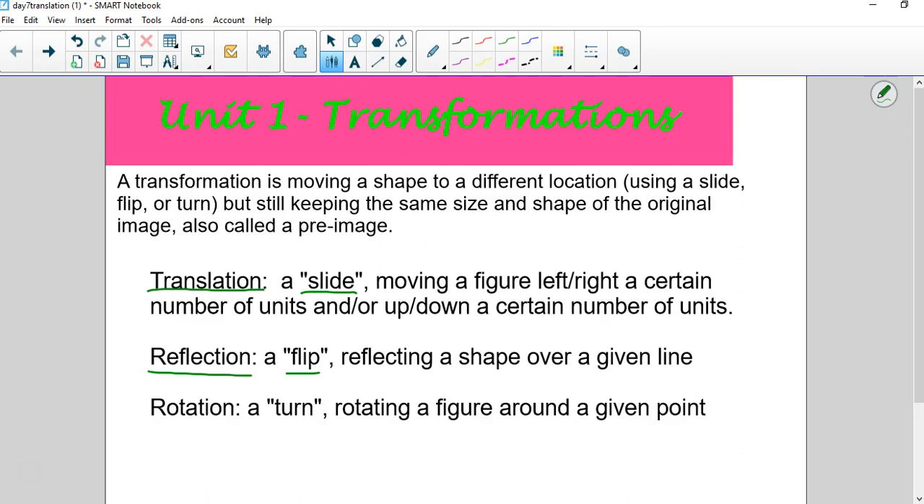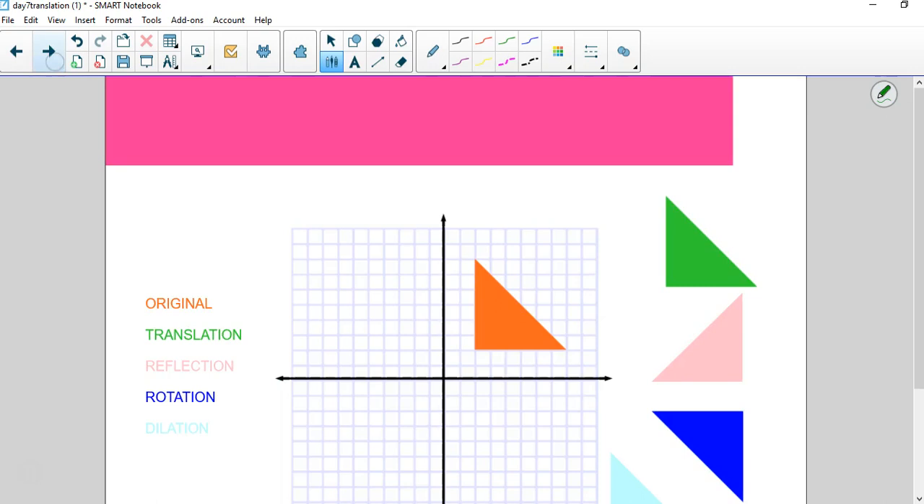And then there's a rotation. If you think about the word rotate, it means to turn or spin. So we rotate around a given point. We kind of stick a needle, like a pin, in the object and then just spin it around that point.